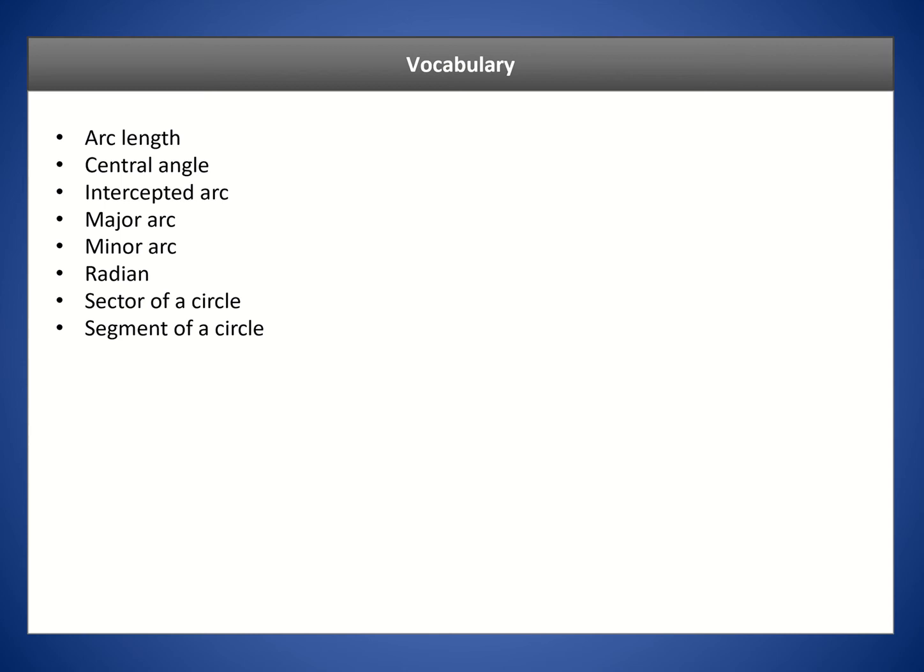Since we are introducing the circles unit with the first lesson, there's going to be a bunch of vocab. We'll define a bunch of vocab terms, including arc length, central angle, intercepted arc, major and minor arcs, radian, and sector and segment of a circle.